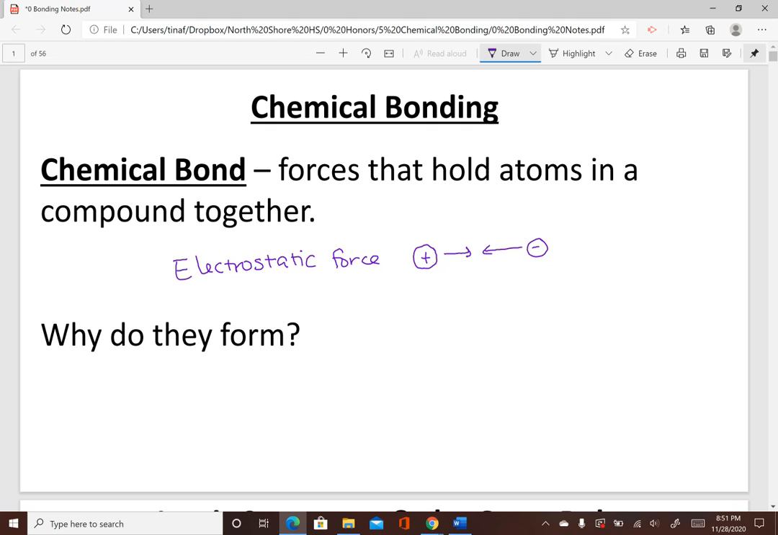So why do chemical bonds form? Basically, when atoms combine to make compounds, they become more stable. And what that means is they have a lower potential energy. So the more energy something has, the more unstable it is. And when two things that don't have full valence electron shells come together to make a compound, they kind of calm down and their energy goes down. So they're more stable, so they're less likely to change.